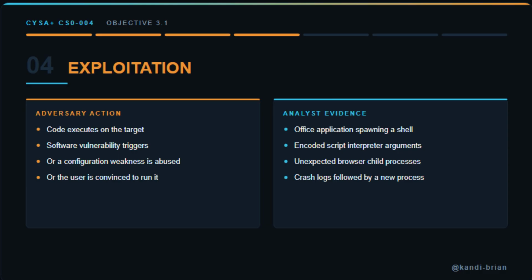Analyst evidence at this phase is process behavior: a productivity application spawning a command interpreter, script interpreters launching with encoded arguments, unexpected child processes under a browser, memory protection alerts, application crash logs immediately followed by a new process. This is the phase where endpoint detection and response earns its budget. Network controls have already been passed. What remains is behavioral detection on the host, plus the preventive controls that reduce the attack surface in the first place: patching, application allow listing, macro policy, and exploit mitigations at the operating system level.